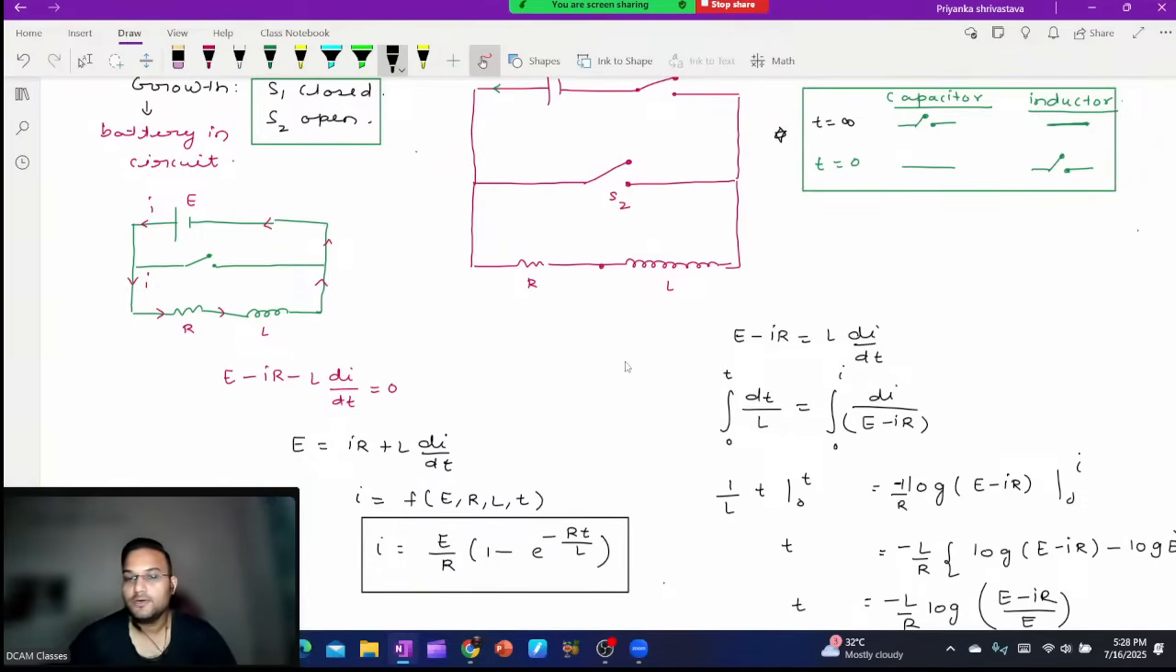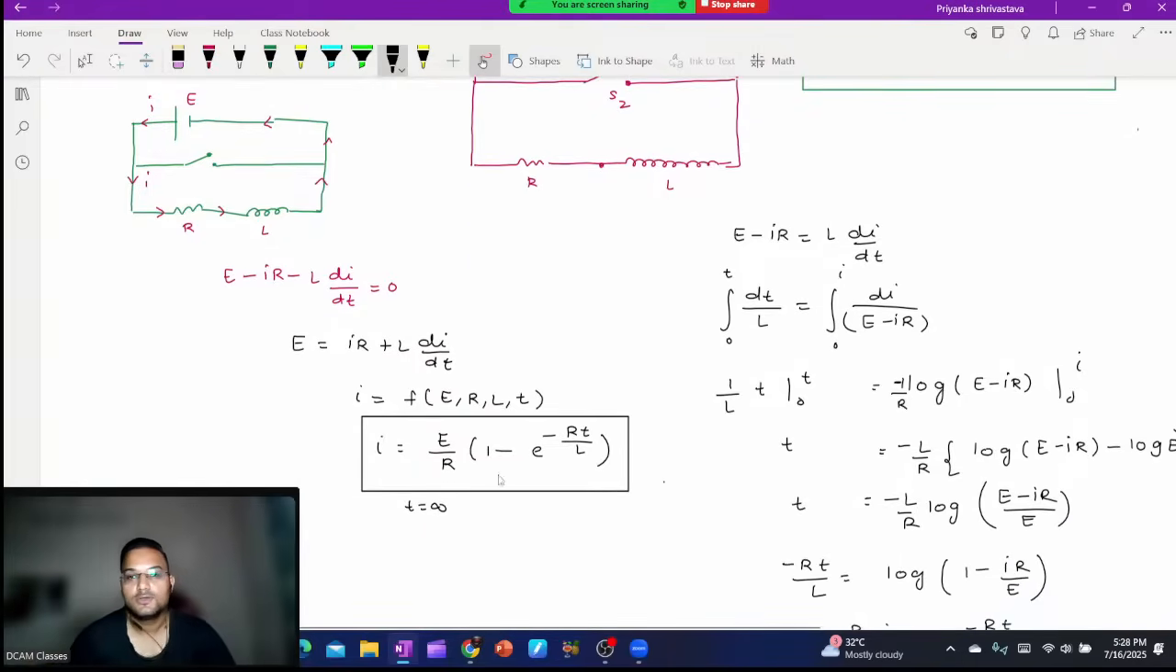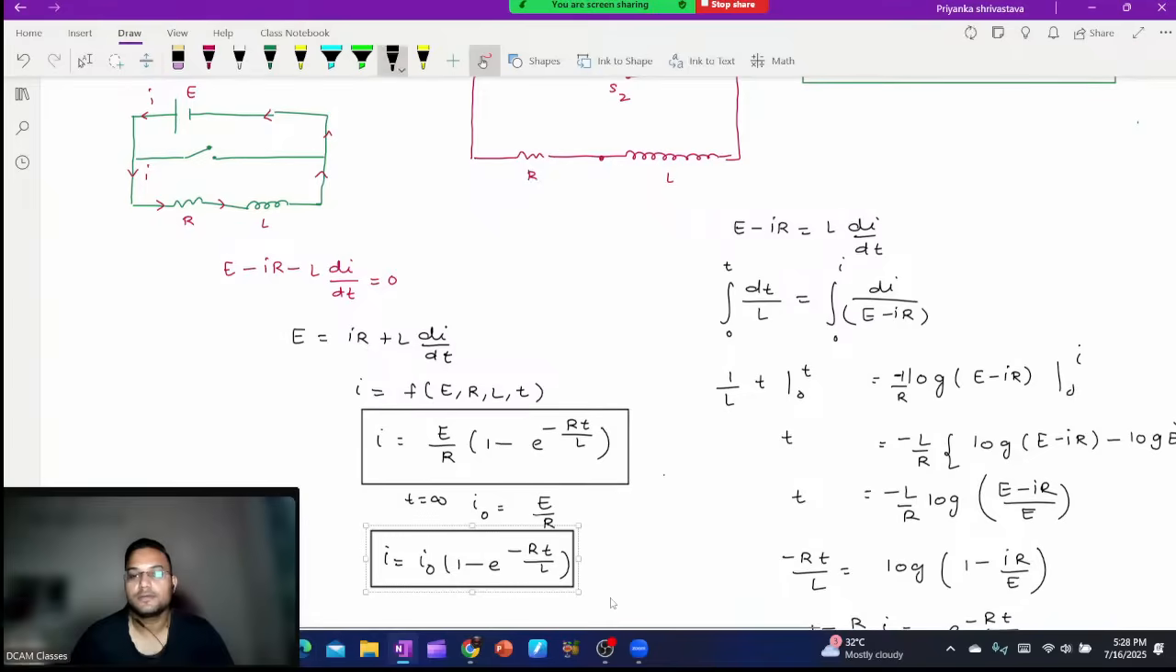Now at time t equal to infinity, inductor will be acting as a conductor only. So what will be the current at time t equal to infinity? If I say it as I naught, it will be E by R, na? Because inductor is not there, it's acting as a conductor. So I can write this as I is equal to I naught into 1 minus e power minus Rt by L. This is the significance of I naught.